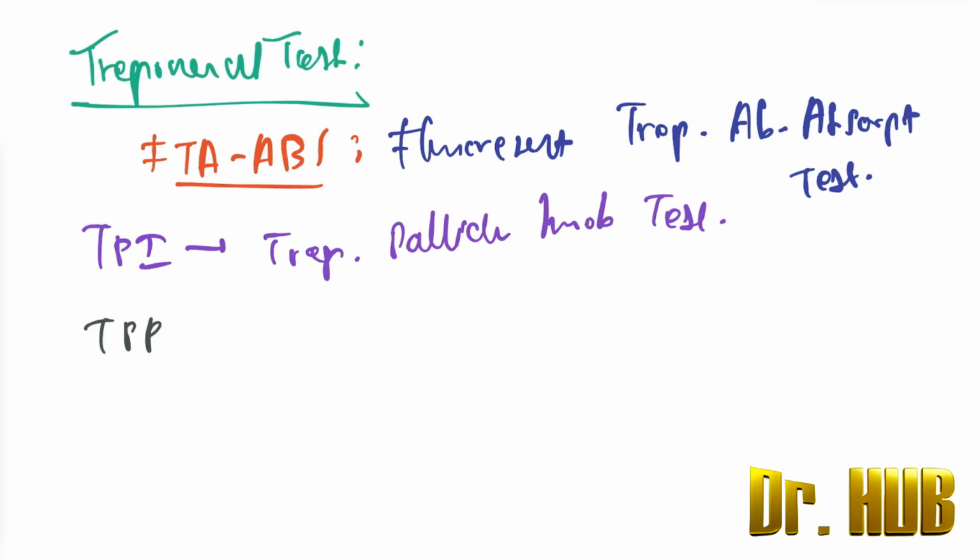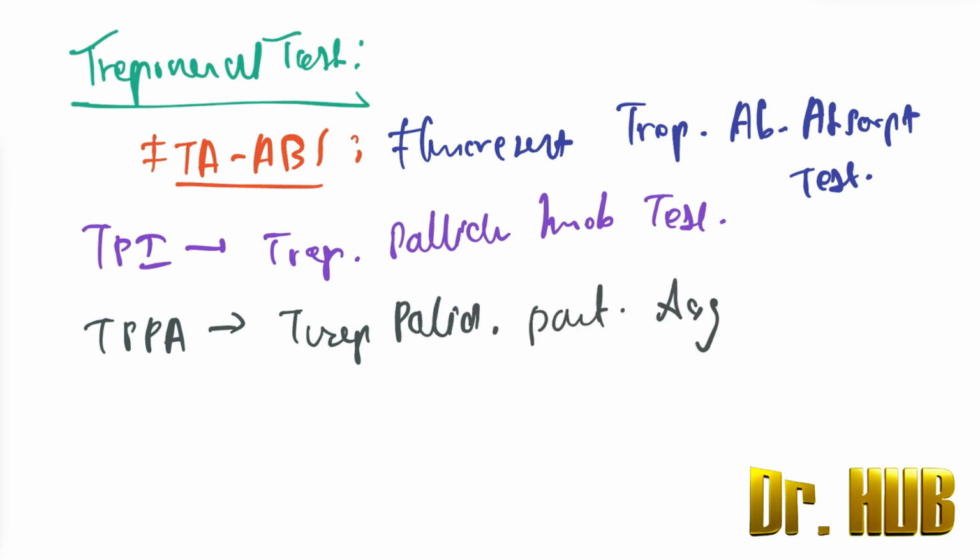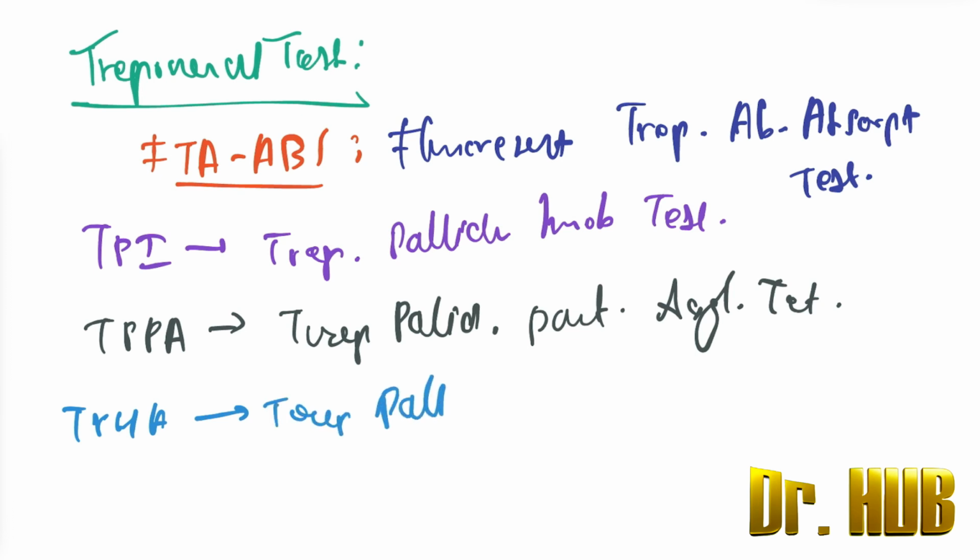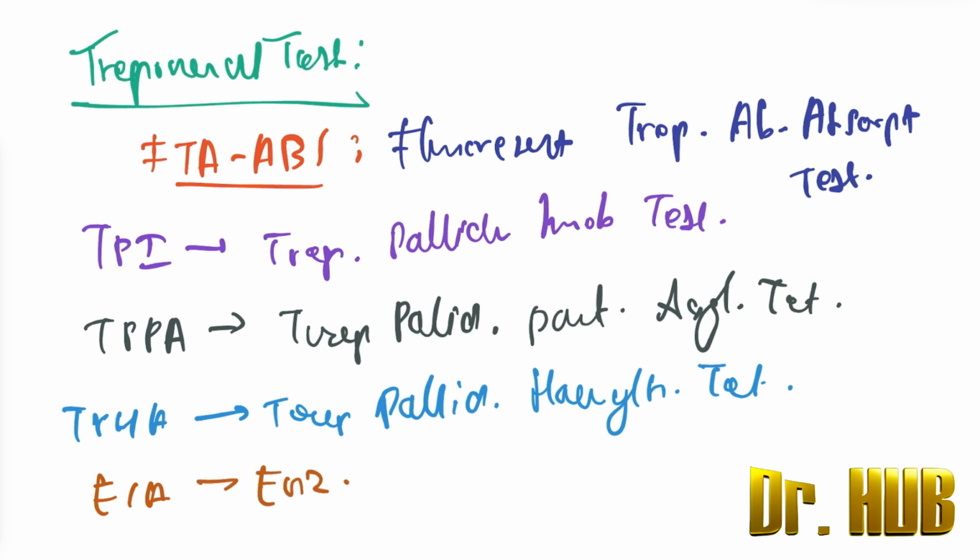Next, the TPPA, the Treponema pallidum Particle Agglutination test. Next, there is the TPHA, the Treponema pallidum Hemagglutination test. Next is the EIA, which stands for the Enzyme Linked Immunoassay.